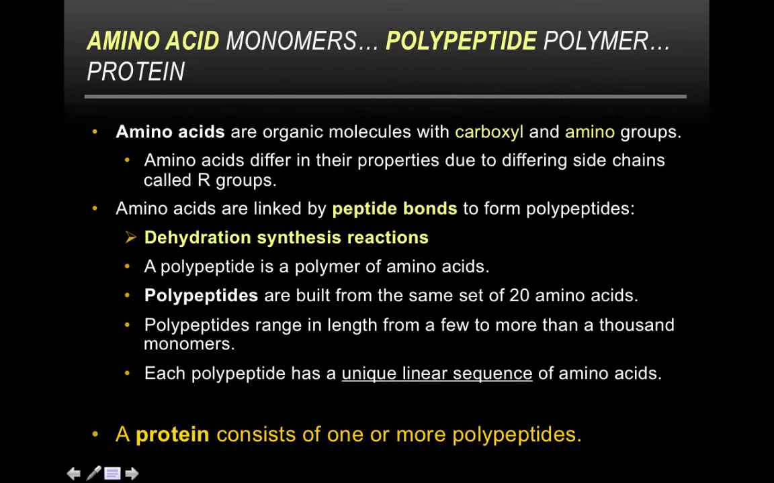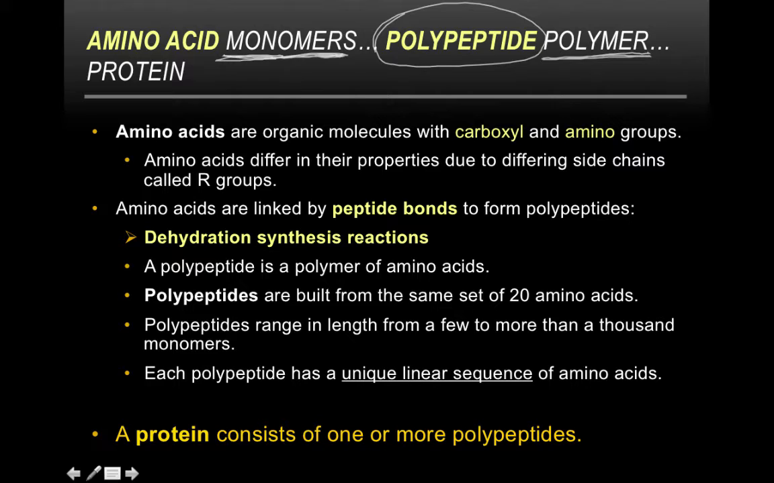We'll begin by considering the building blocks that are used to make all proteins. These are called amino acids. Amino acids are the monomers, or the single units, the building blocks that are used to build all proteins. When several hundred amino acids are joined together, we form our polymer, and in this case the polymer name is a polypeptide.